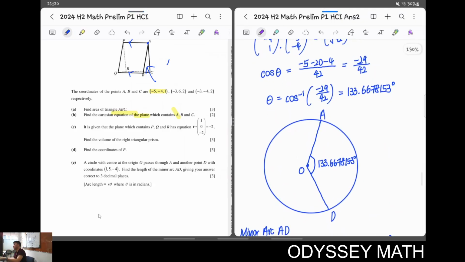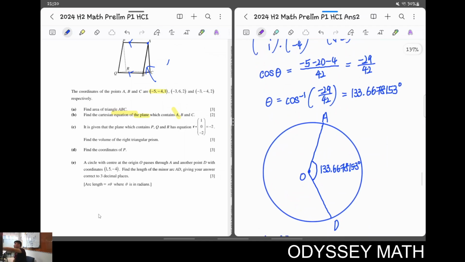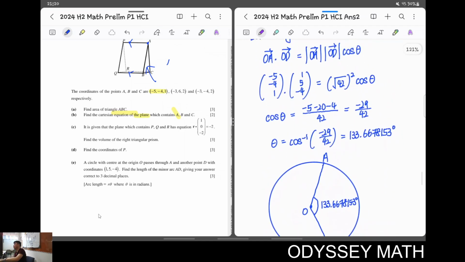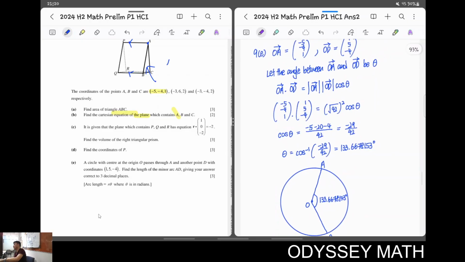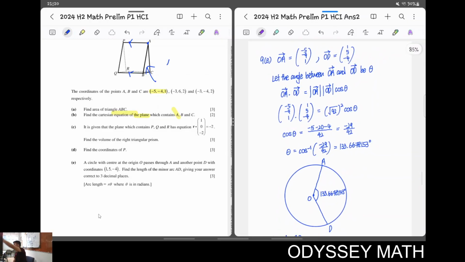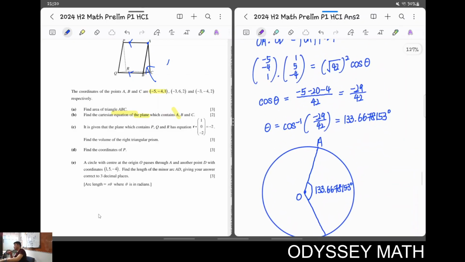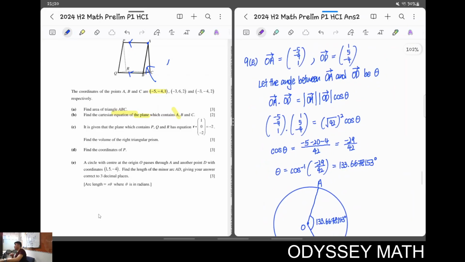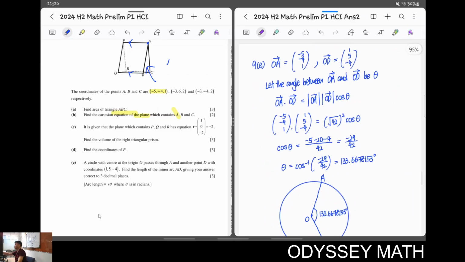9E, a circle with center O passes through A and another point D with coordinates (1, 5, -4). Find the length of the minor arc AD, giving your answer correct to 3 d.p. Okay, the arc length formula is r theta, where theta is in radians. I do know that I have my position vectors OA and OD written down here. Let the angle between OA and OD be theta, which is this one.